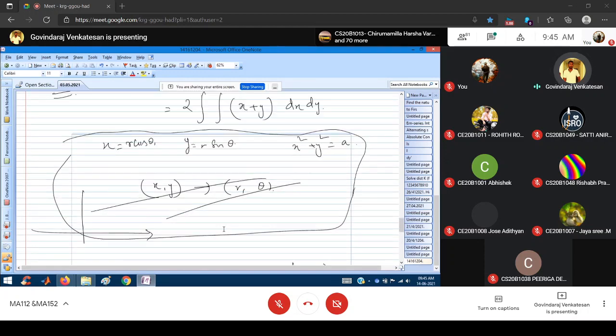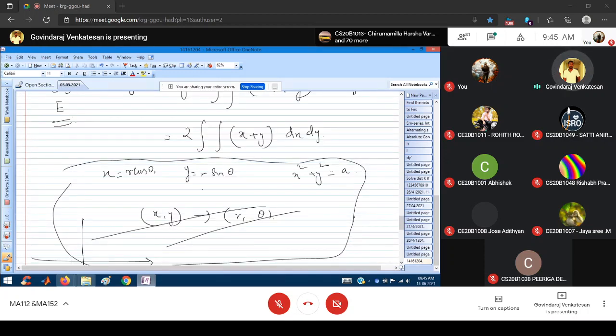So I am interested to convert everything into polar coordinates from this step itself. That's why I am introducing x equal to r cos theta and y equal to r sin theta. So on the circle x square plus y square equal to a square, what is the value of r, and what is the value of theta? R is the radius of the circle, right? And theta is the angle of the circle.